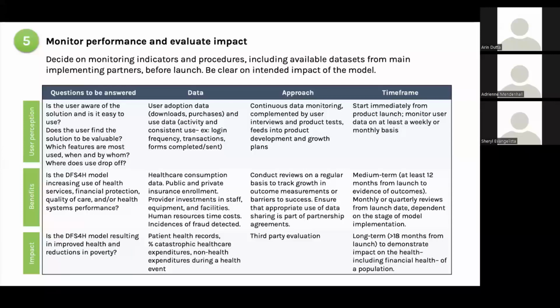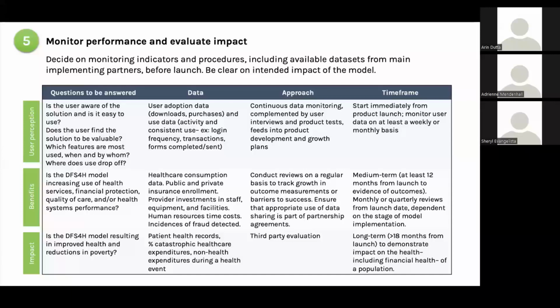And then last is impact. So after this model has been in place for probably at least 1.5 to 2 years, if not longer, is how is this improving healthcare outcomes? Are we seeing reductions in poverty through greater financial protection for the users? And so through health data, being able to look at the percentage of people who have catastrophic healthcare expenditures, or are they able to spend on non-health related costs during a health event because they're able to smooth these transactions.